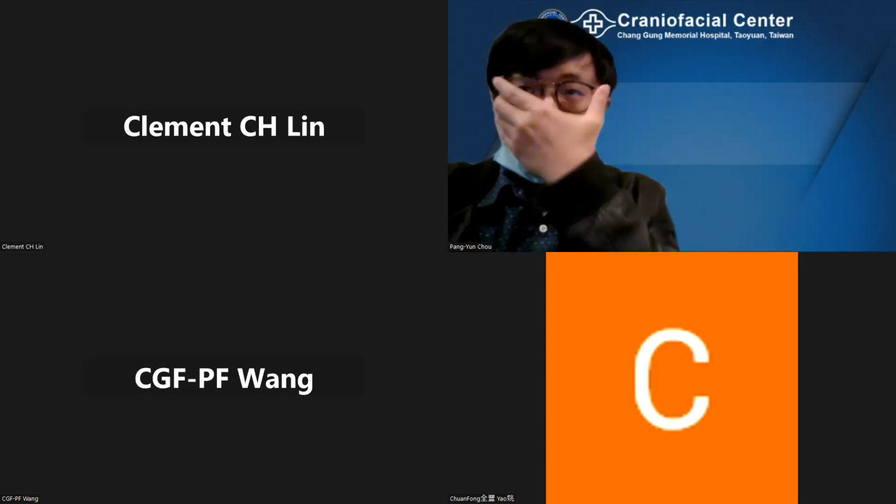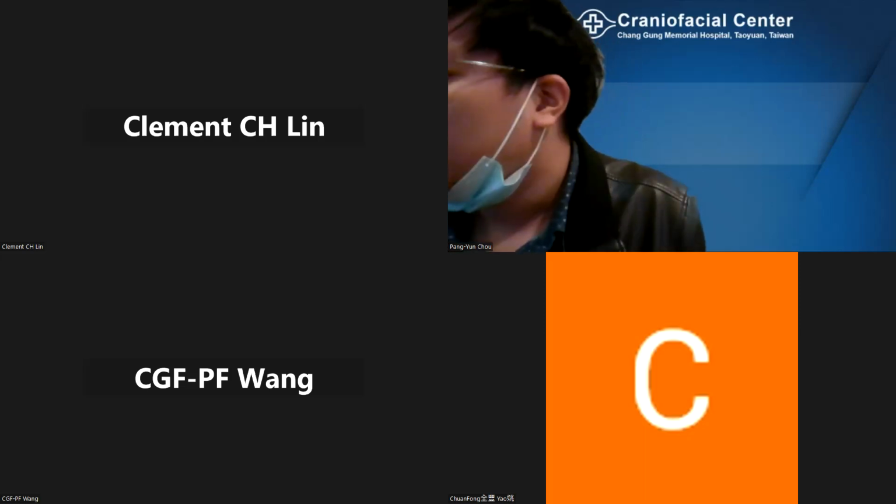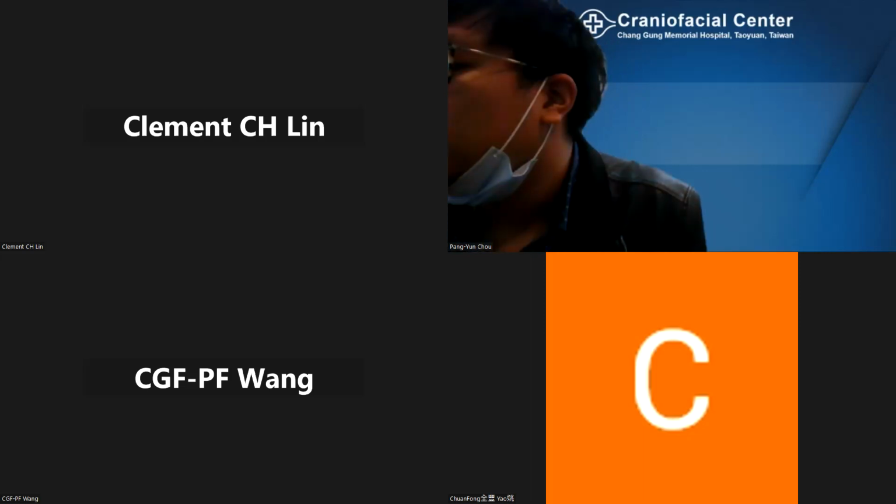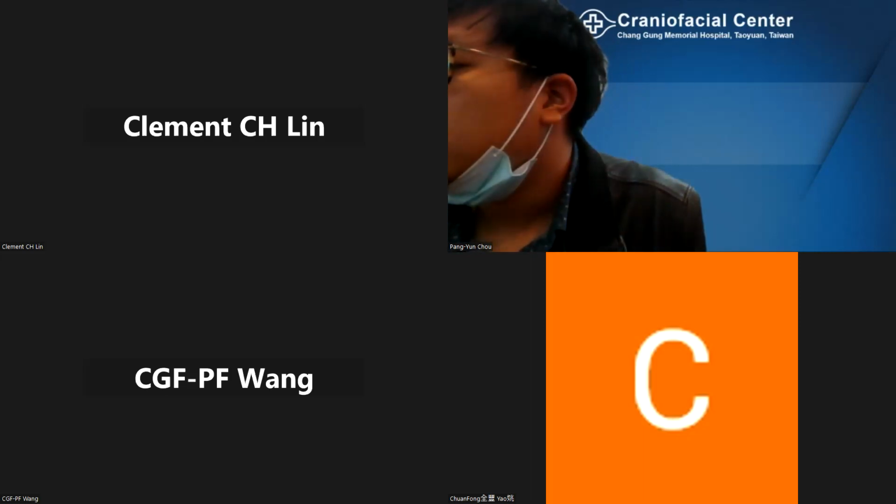Now, can you describe the first paper, the term? What is that? What is the cortical painting technique?